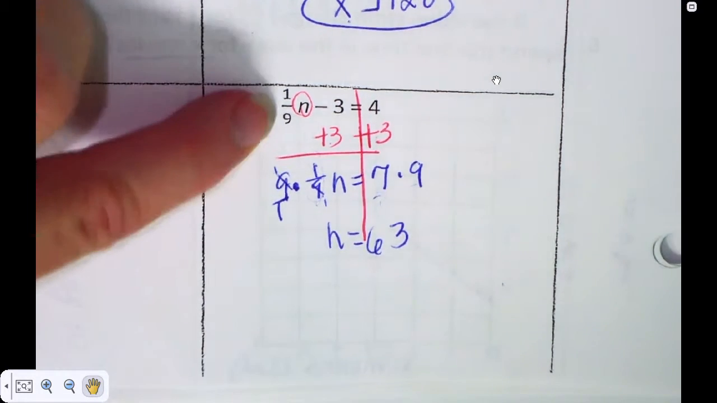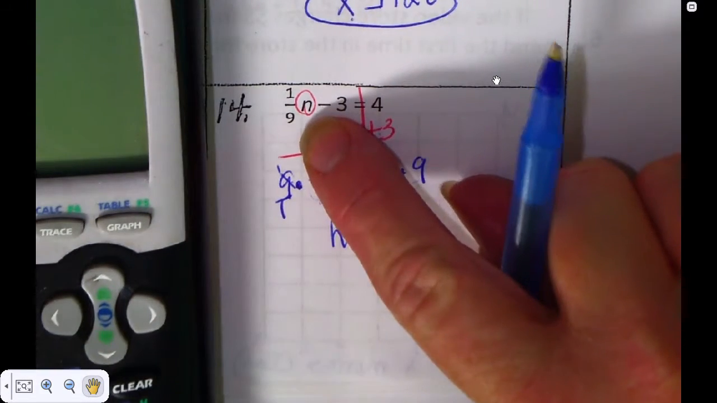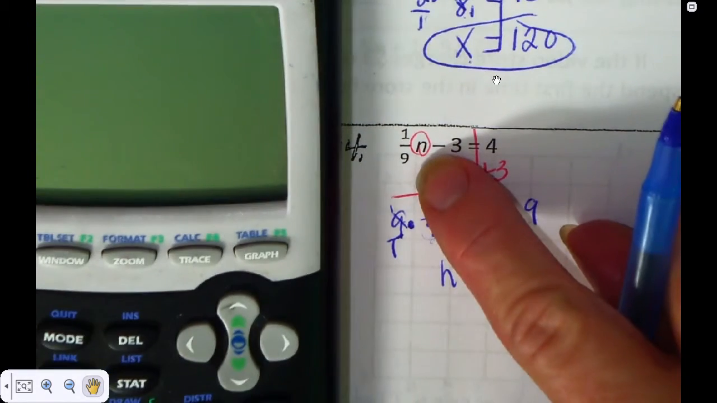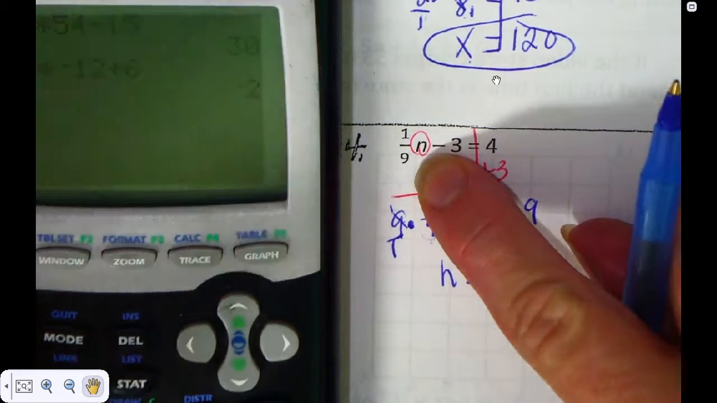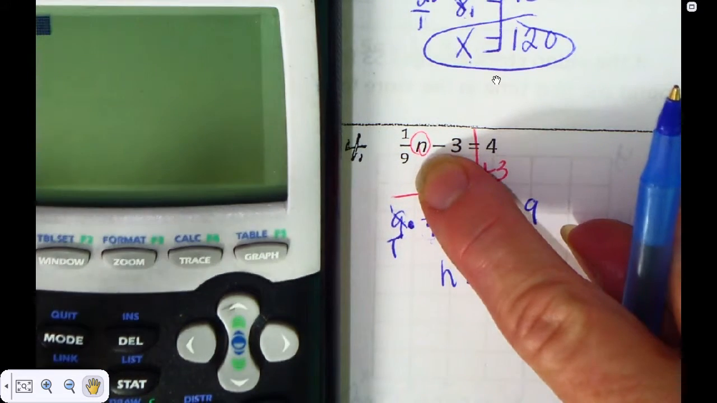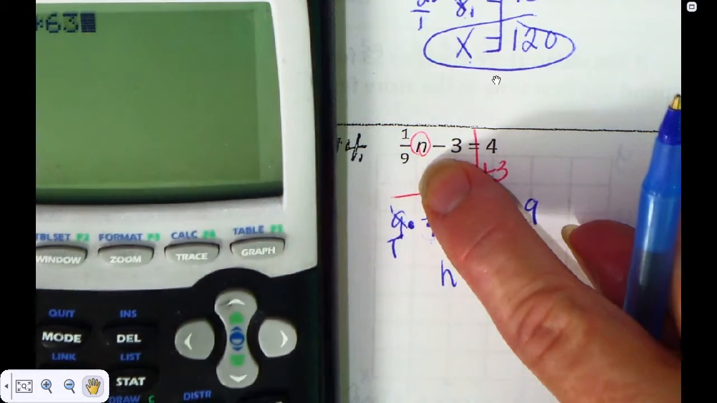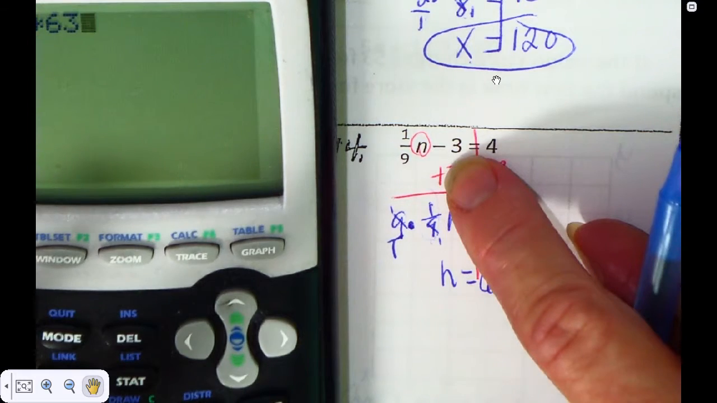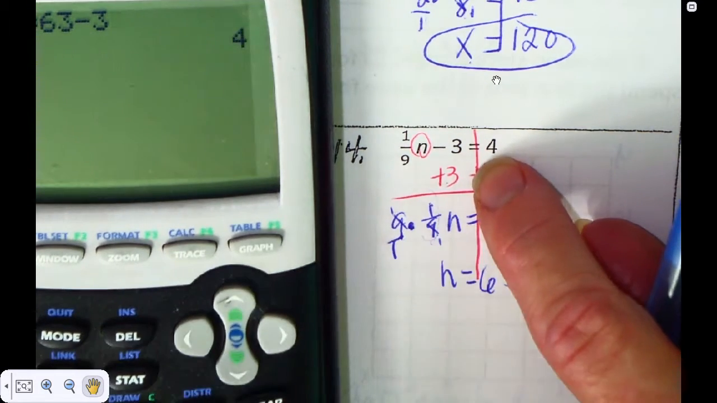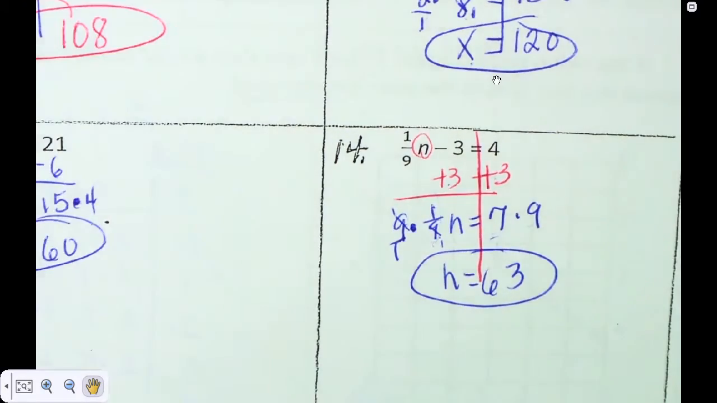Now to check it, put your finger on the problem. And we're going to check it. Somebody tell me how you're going to check it. Okay, 1, but divide by 9 times 63 minus 3, enter. What'd you get? 4. Good. Now we're going to circle it because we know we got it right.